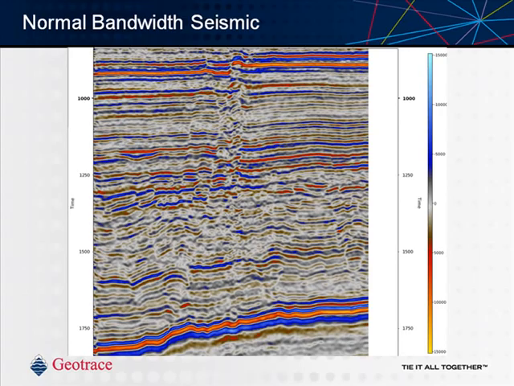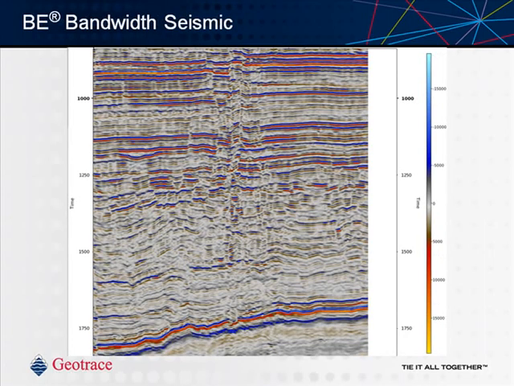This is the same data area. This is the normal bandwidth seismic. Our target is right down in here where this big trough is. And here's the bandwidth extension seismic. And our target is actually right in here, right before you get to this lower trough. This is where the Edwards B porosity appears in the carbonate.